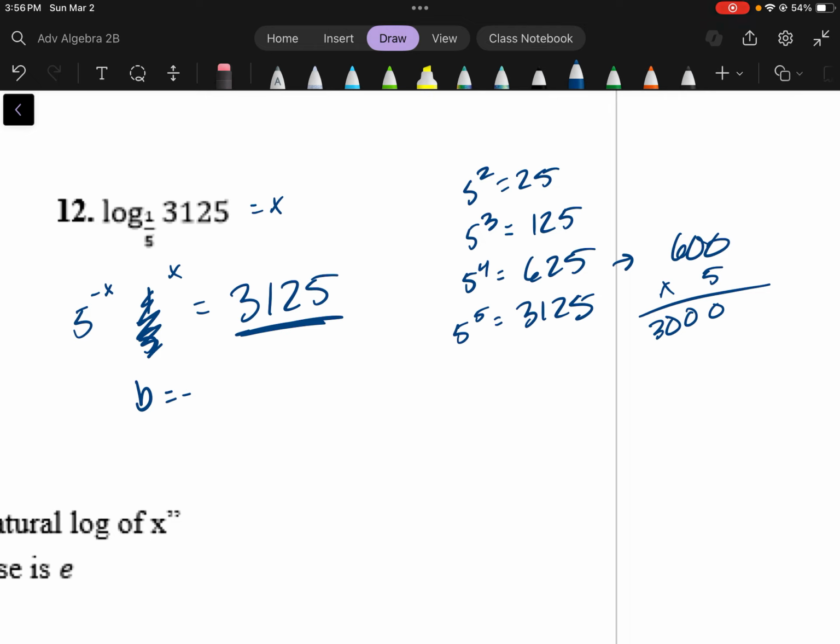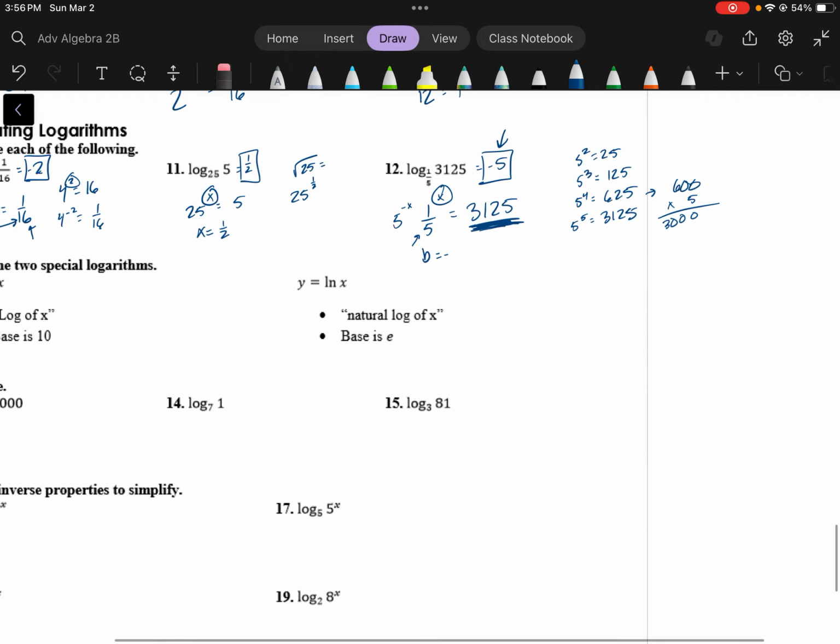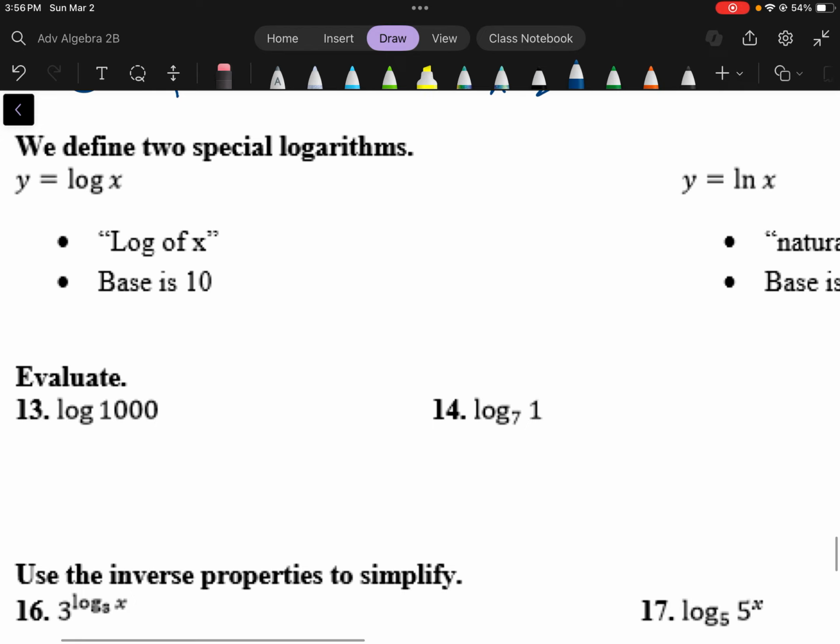And so 5 to the 5th does make that 3125 that we need, but I started with 1/5. And so my answer is going to end up being not 5, but -5, because I'm trying to take 1/5 to the something power to get positive 3125, and the only way to do that would be with -5 as my answer. Okay, so with all that being said, there are two special logarithms, two very special ones.